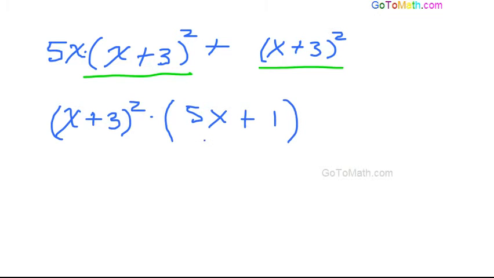Now you can always check your work by taking this and multiplying it back inside. So x plus 3 quantity squared times 5x is just what you see here. Then x plus 3 quantity squared times 1 is what you see here. So it's not too bad, okay?